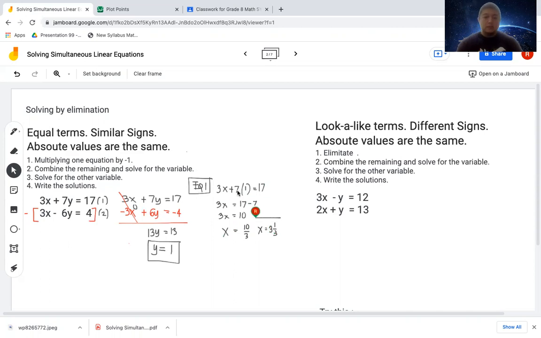Okay, so once you get these values for x and y, this will now tell us that the solution is x equivalent to 3 and 1/3, and y equivalent to 1. If you ask what this means, it means that if you graph these two equations, you will get two lines, and these two lines will intersect at these coordinates: 3 and 1/3, comma 1.